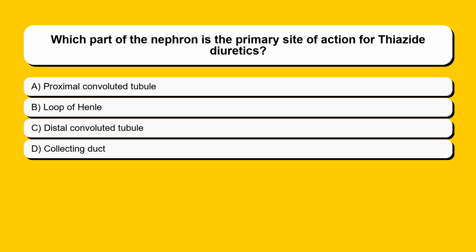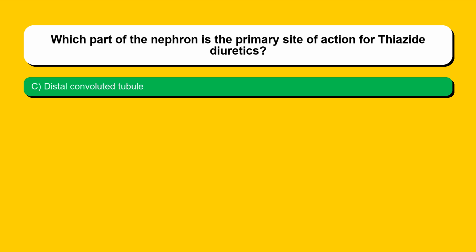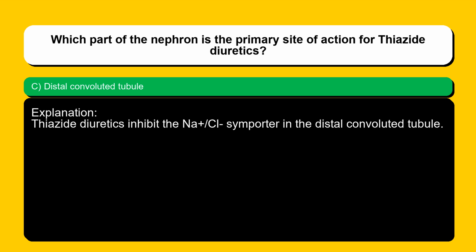Question 10. Which part of the nephron is the primary site of action for thiazide diuretics? Option A, proximal convoluted tubule. Option B, loop of Henle. Option C, distal convoluted tubule. Option D, collecting duct. The correct answer is option C, distal convoluted tubule. Thiazide diuretics inhibit the Na+/Cl- symporter in the distal convoluted tubule.